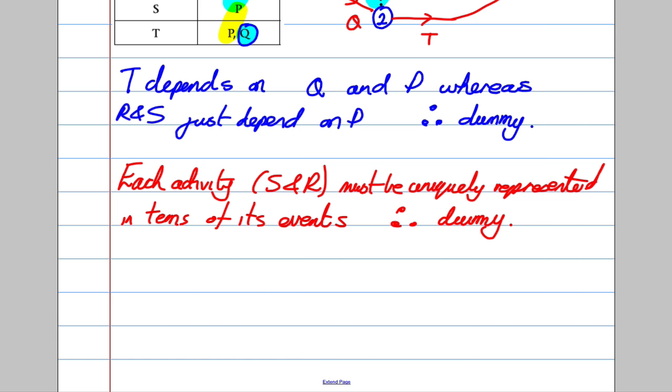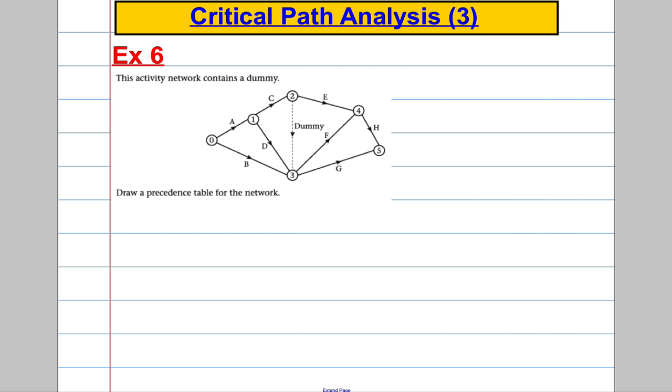Okay, and at the very end, there's one more question for you to try. I suggest you pause the video. And just to reverse it, there's an activity network with a dummy in it. Draw the precedence table, and in fact do one extra thing, plus explain why you need the dummy. So you may want to pause the video now and have a go. I'm going to go through in 5 seconds. Okay, this should be quite easy for us.